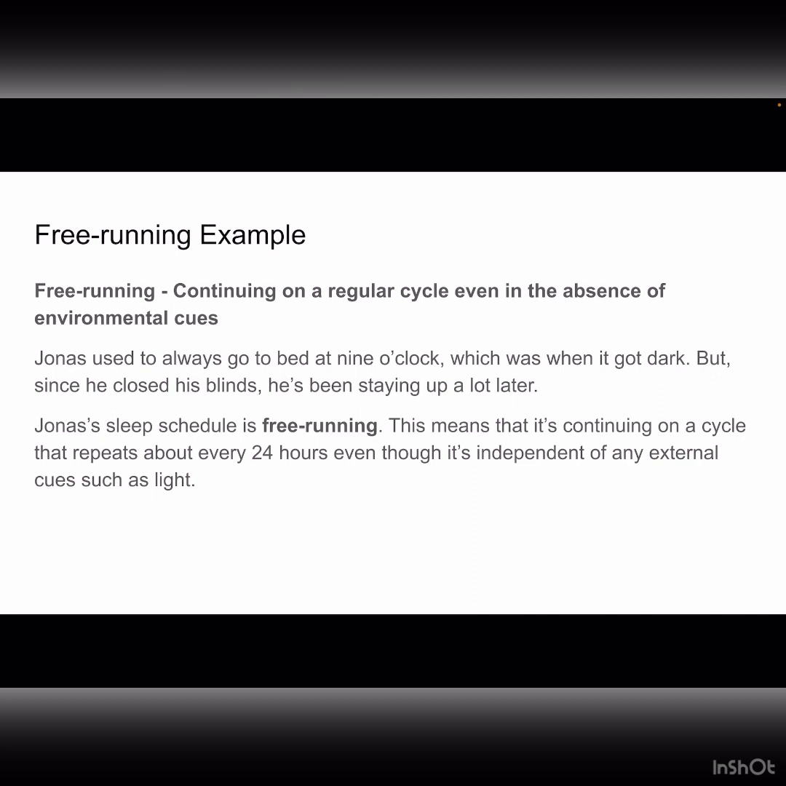But since he closed his blinds, he's been staying up way later. And let's say that he has some really good blinds, so there's no light getting in. We can say that Jonas's sleep schedule is now free running. That's because it's continuing on a cycle that repeats about every 24 hours, even though it's independent of any external cues such as light. So free running is a behavior getting off track.